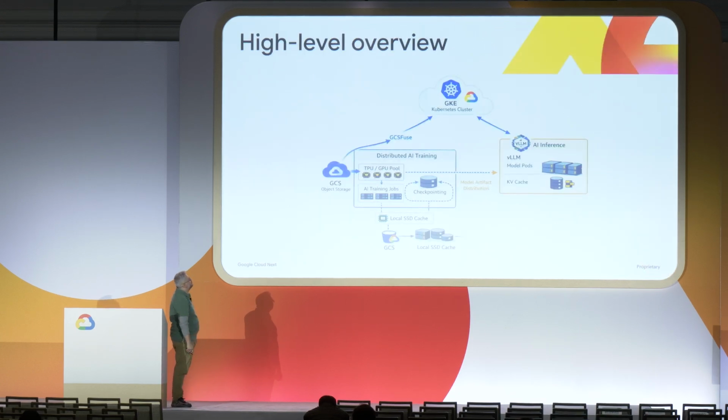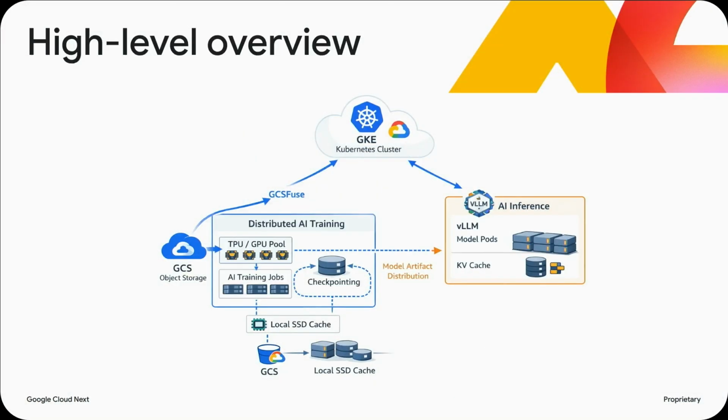This is a high-level overview. We are using a GKE cluster, multiple clusters actually. We have training and then inference node pools. As you see here, we are using GCS and then local SSD cache. This architecture allows large distributed training jobs to scale without storage bottlenecks and enables high throughput data access without operational overhead.